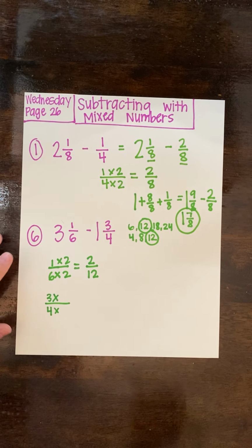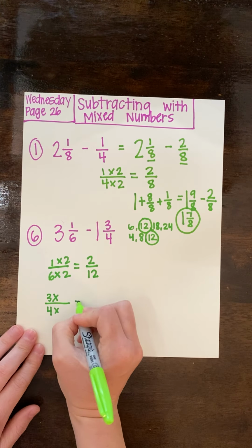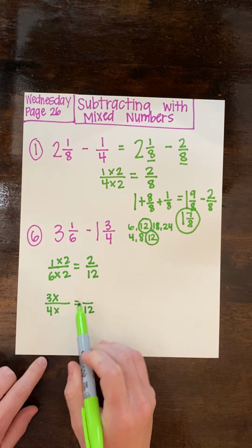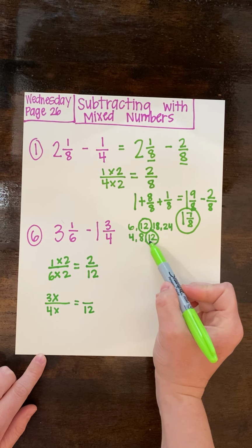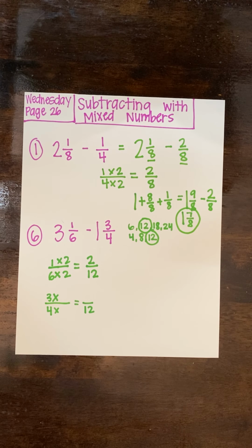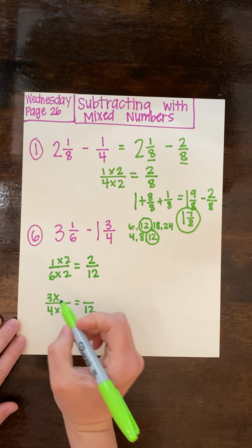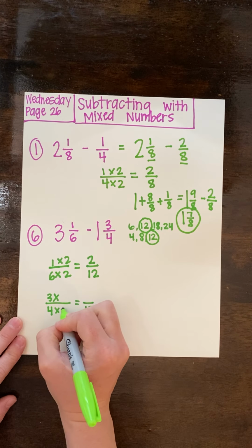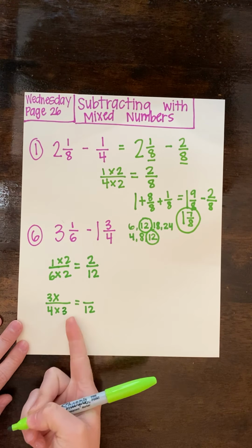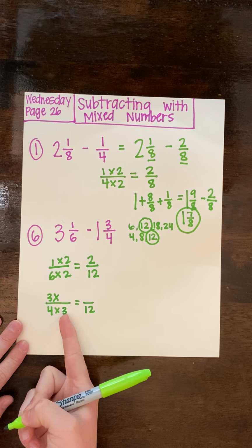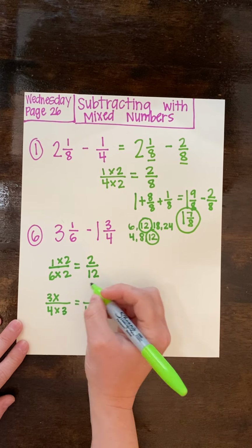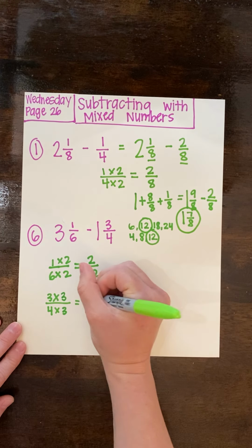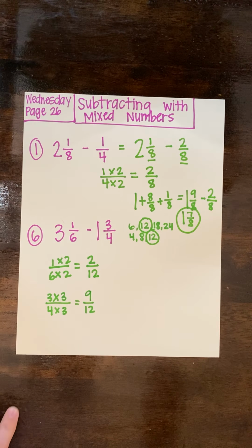I need to come up with a denominator of 12. So I know my denominator needs to be 12 because that is going to be the least common multiple for both 6 and 4. So I know that 4 times something gives me 12. 4 times 3 is 12. So when I did it to the denominator, I'm also going to have to multiply the numerator by that same number. So I have 3 times 3, which is 9.